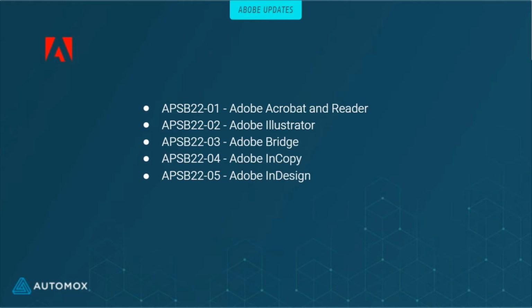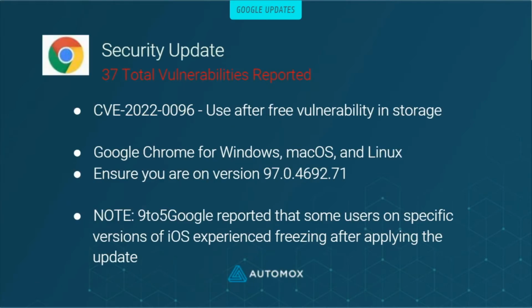Next up is Google. Now, Google released, as I said before, an update to Chrome for Windows, Mac OS, and Linux to remediate 37 vulnerabilities, one of which is rated critical, CVE-2022-0096. That's a critical use-after-free vulnerability, impacting some unknown processing of the storage component. They haven't disclosed exactly what it does. But manipulation with an unknown input leads to a memory corruption vulnerability.